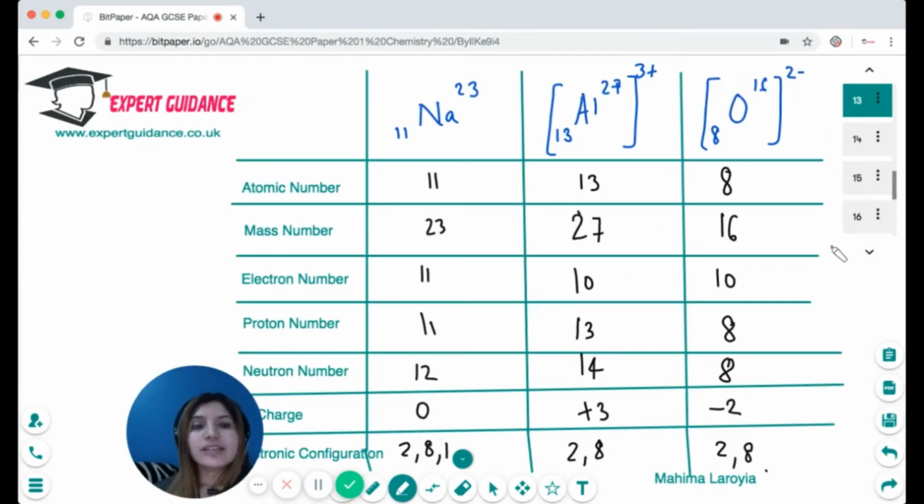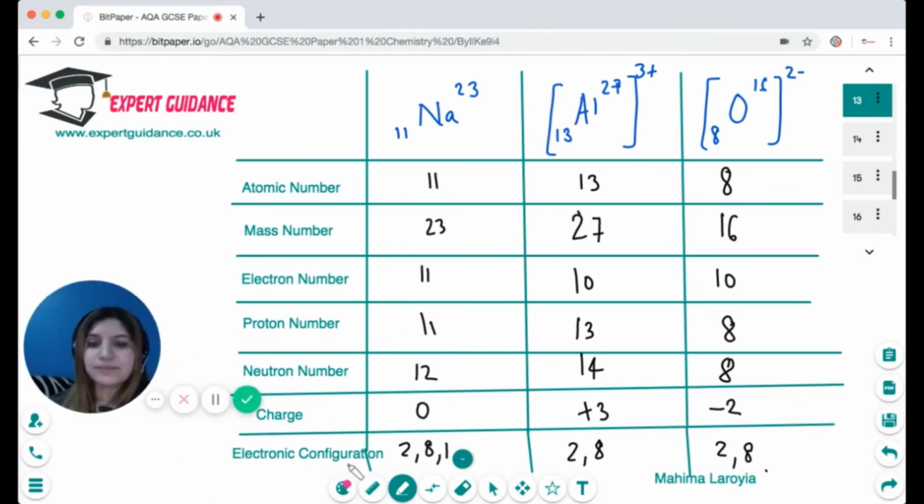Okay, so now let's take an example. Now you can see that I have made 3 tables. In one, I have put a sodium atom, and since it is an atom, it will have an equal number of electron and proton number. I have added aluminium 3+ ions. Since it is a 3+ ion, it means it has fewer electrons and more protons, and oxygen 2- means it has more electrons than the protons. Now you will follow the same tactic.